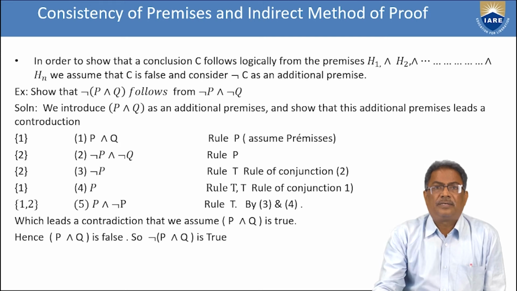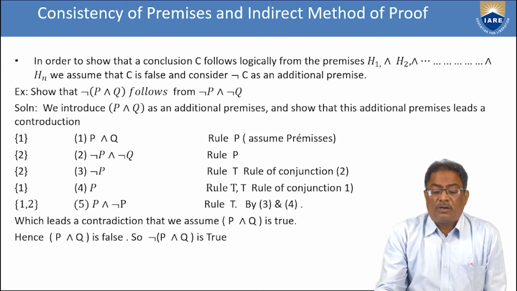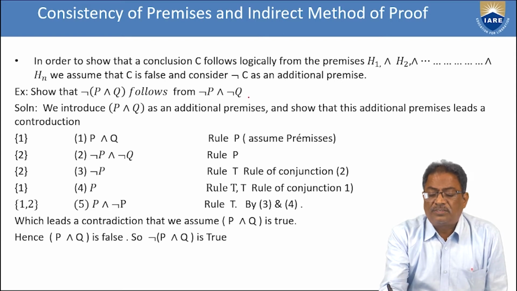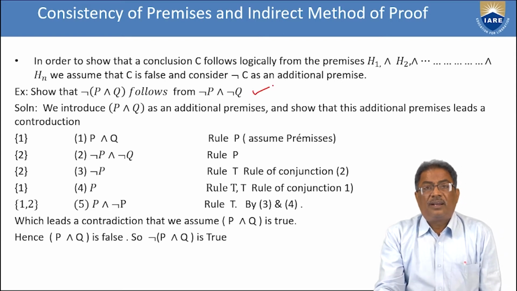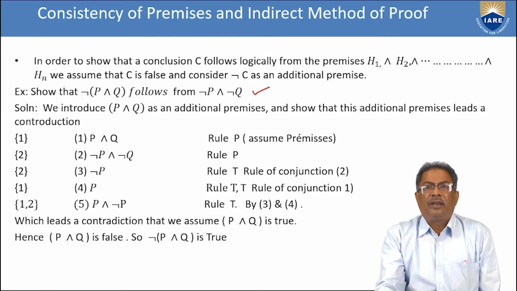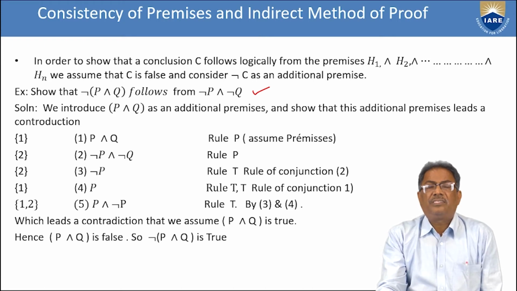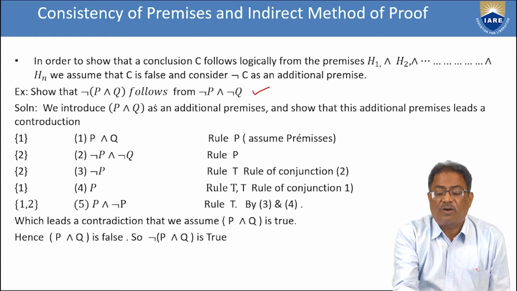Now let us consider the other one. The next one is to show that negation of (P and Q) follows from negation of P and negation of Q. So we are just taking the other end. We are going to introduce the negation of this conclusion.